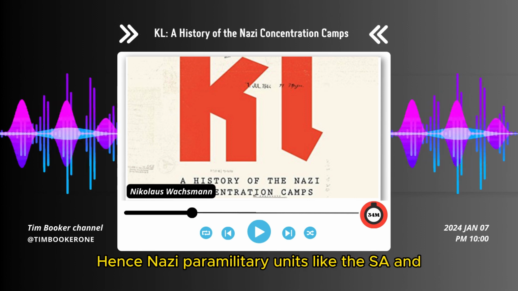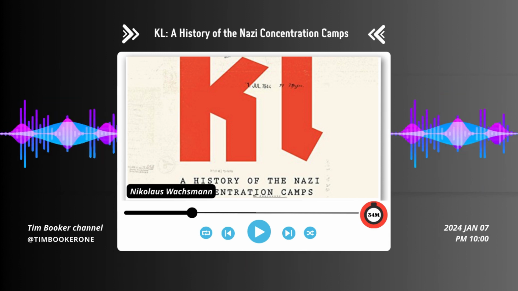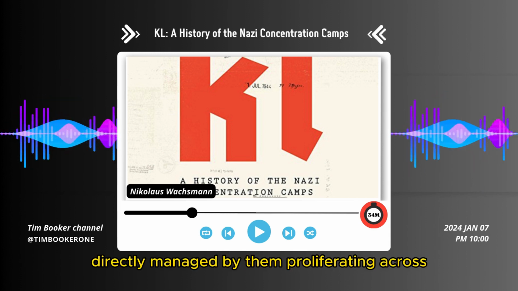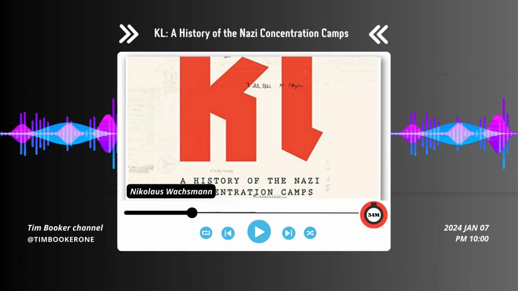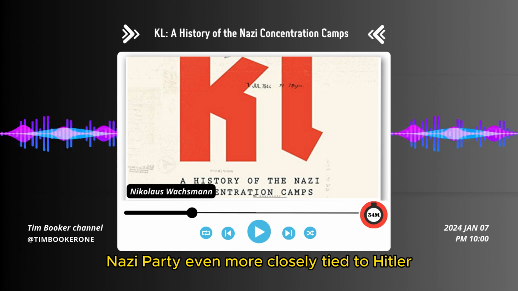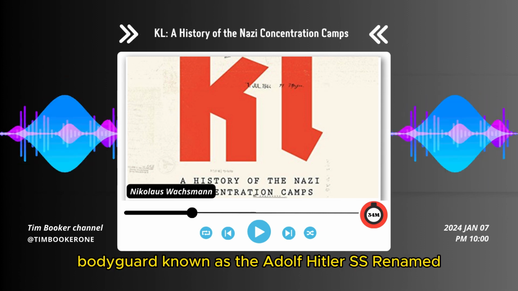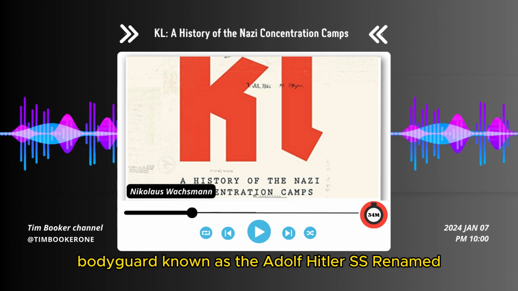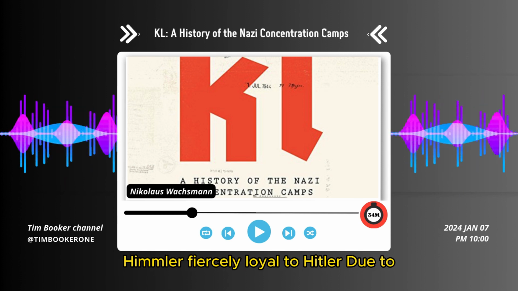Hence, Nazi paramilitary units like the SA and the SS began establishing concentration camps directly managed by them, proliferating across German territory. The SS, or the Schutzstaffel, was a private armed unit nurtured within the Nazi Party, even more closely tied to Hitler himself. Its precursor was Hitler's personal bodyguard known as the Adolf Hitler SS. Renamed the SS in 1925, its commander was Heinrich Himmler, fiercely loyal to Hitler.